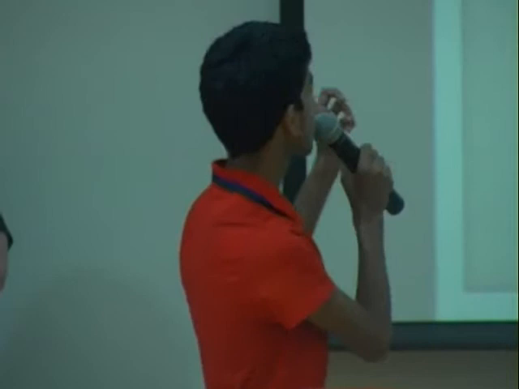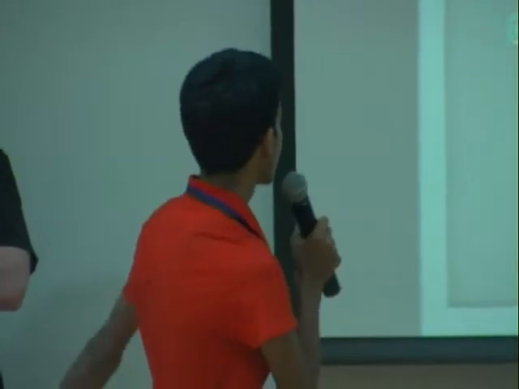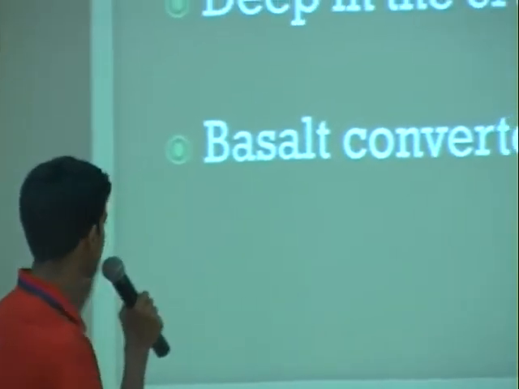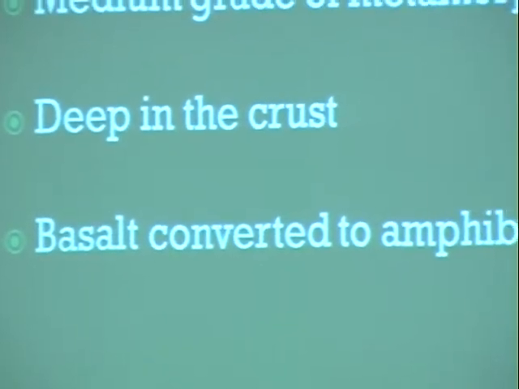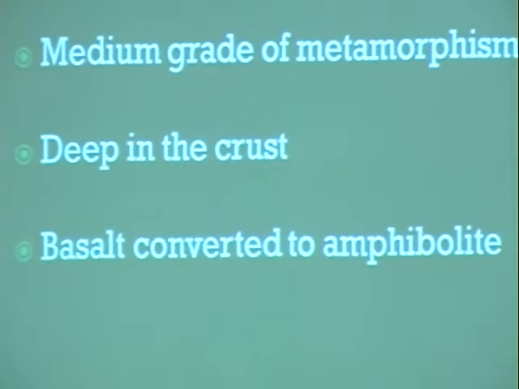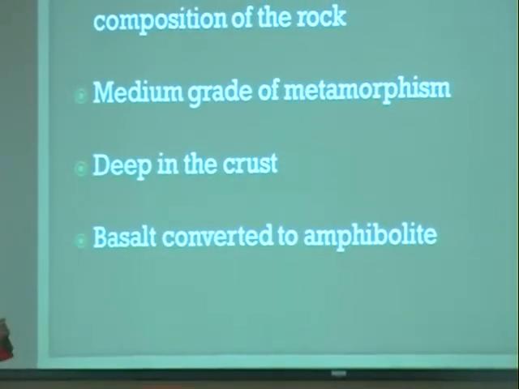The metamorphism shows complete change in composition of the rock, medium grade of metamorphism, and this metamorphism occurs very deep in the crust, so we can see it folded like this. We can see basalt at first, and in metamorphism this basalt converted to the amphibolite.